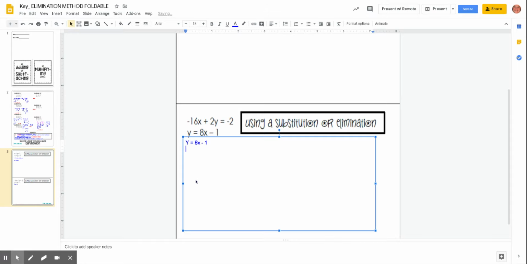So I'm going to subtract or add, in a sense, a negative 8x to both sides. And when I do that, over here I'm going to wind up with negative 8x plus y. Over here the x's cancel out and I still have that negative 1. Now I have this and I have negative 16x plus 2y equals negative 2.